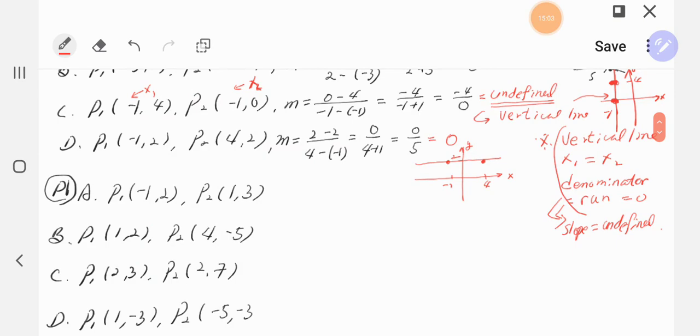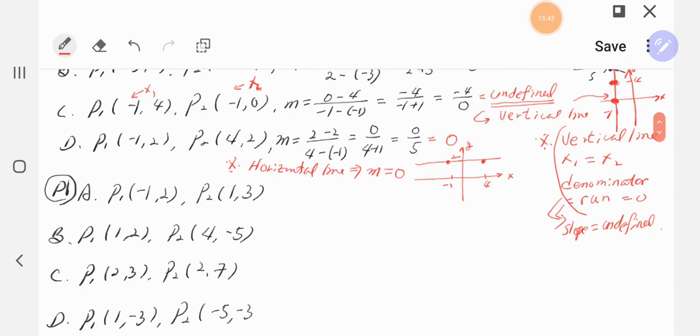So if a line is horizontal, then the difference between y values is 0, right? So rise over run, the rise part is 0 because they have the same y coordinate. So the numerator is 0, so it is 0. So slope is 0. This is also important. Horizontal line indicates that the slope is 0. This is really important. Horizontal line, slope is 0.